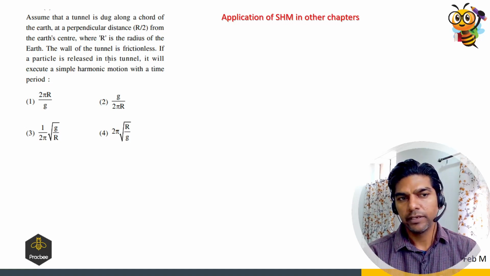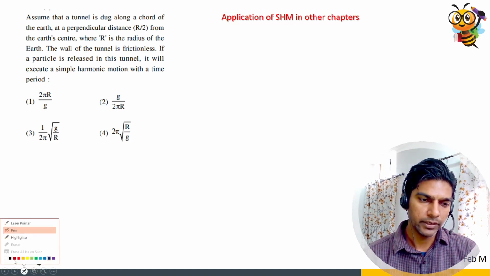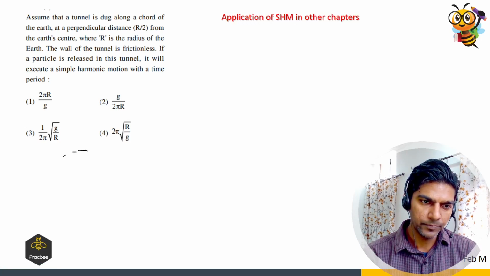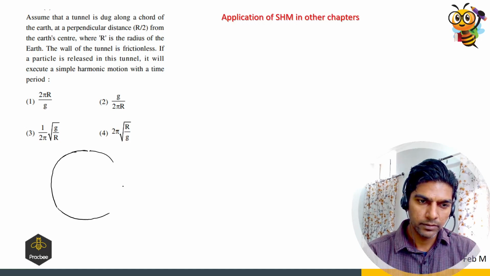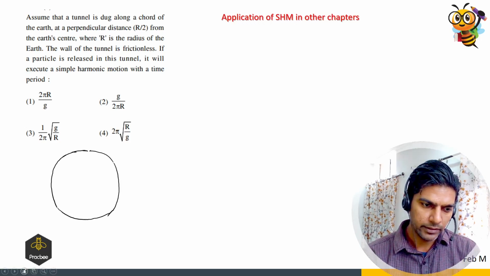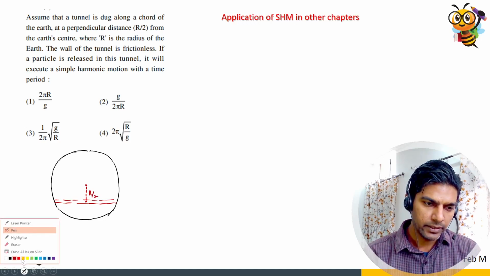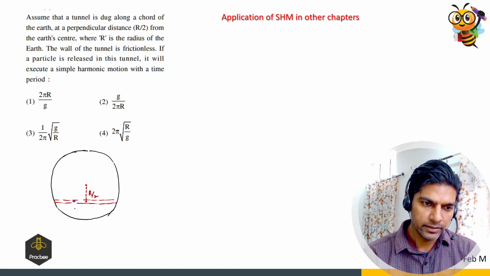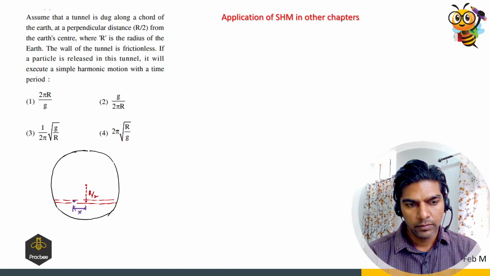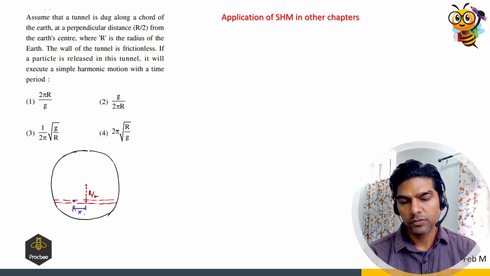If the particle is released in this tunnel, it will execute simple harmonic motion with the time period. So here we have to find the time period, and in this case the tunnel is made at a distance r by 2 from the center. Let me show you the tunnel. This is the tunnel, and this distance is r by 2. And if the particle, let us say, is at a distance x, then what will be the force experienced by this particle?